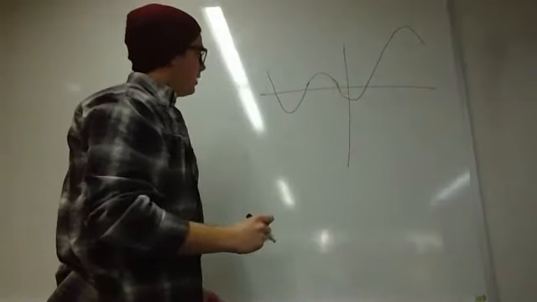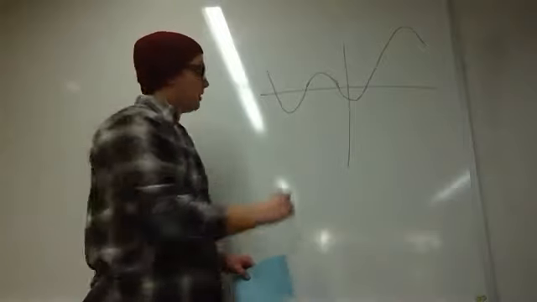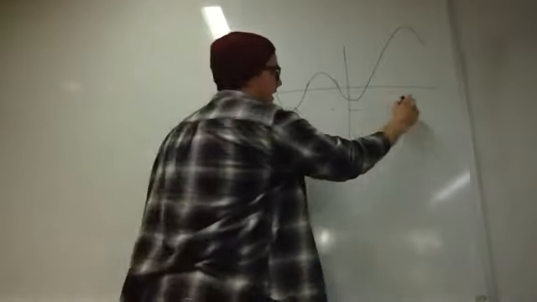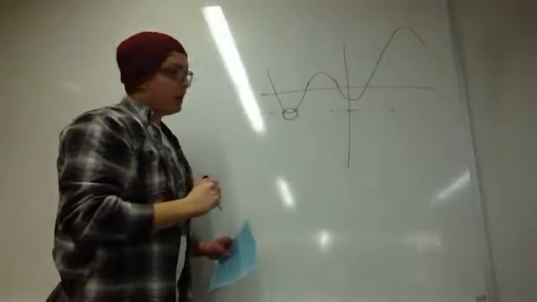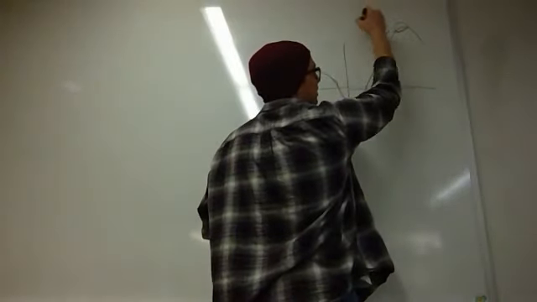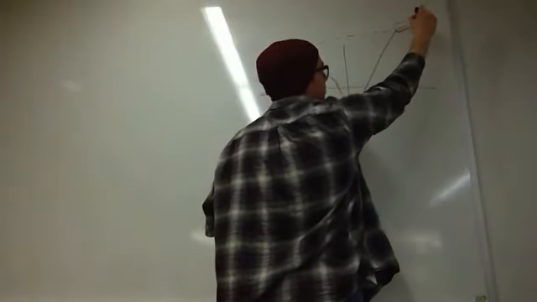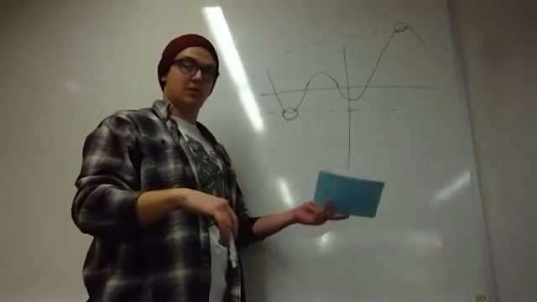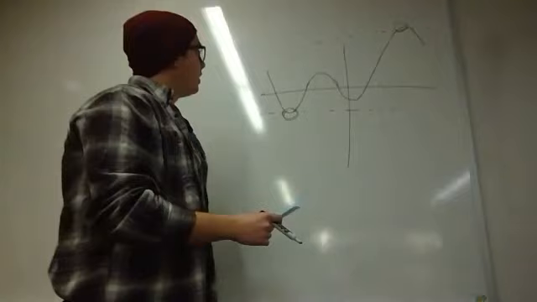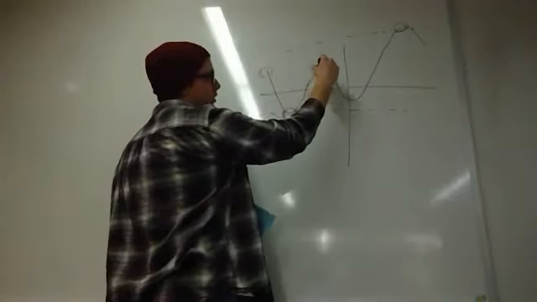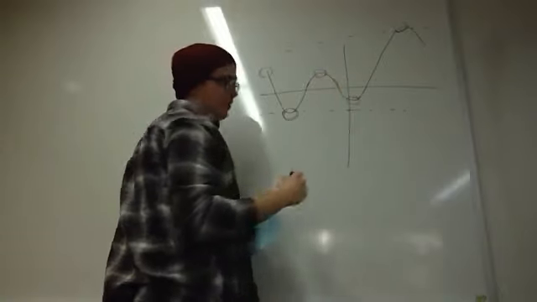So we are going to have an absolute minimum here, since this is lower than any other given point on the entire graph. And we're going to have an absolute maximum here, so that's higher than any other point on the graph. But we also have local minima or maxima on the graph, whereas right here we have a local maxima, here we have a local maxima, and here we have a local minima.